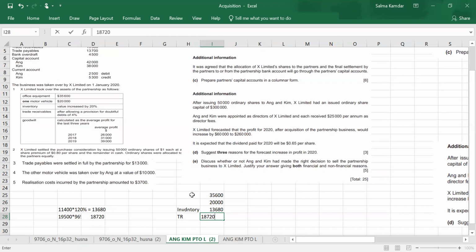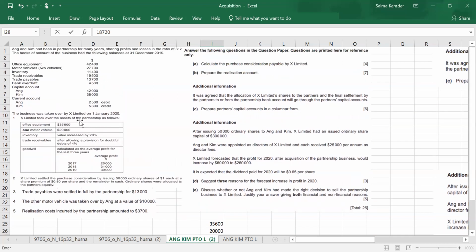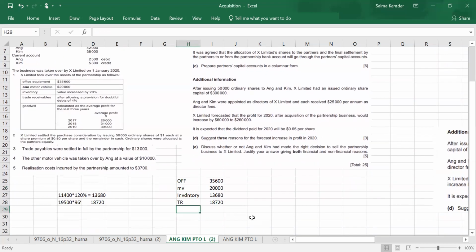Goodwill is also there. So X Limited is taking over the business of Ang and Kim by paying 35,600 for office equipment. For motor vehicle, they are paying 20,000 for one motor vehicle. And they're also paying for goodwill. How is goodwill valued? Let's do the calculation of goodwill.